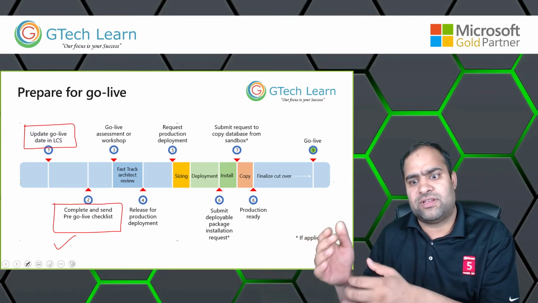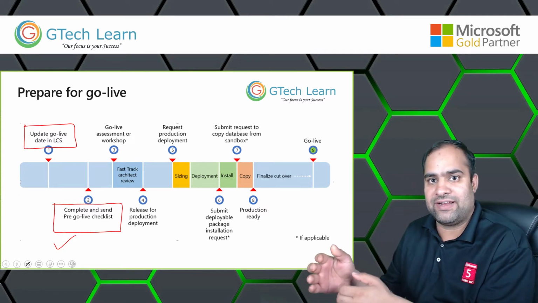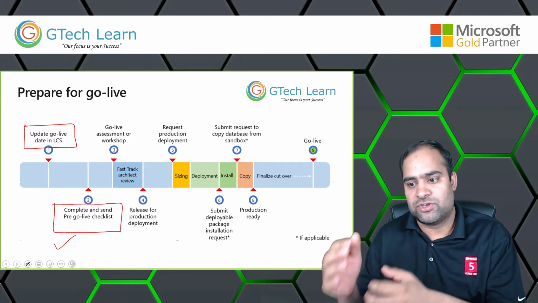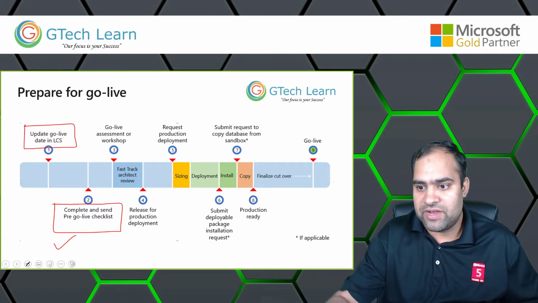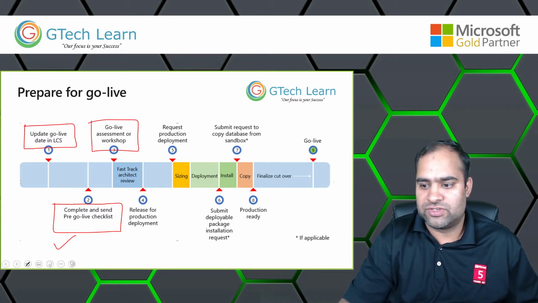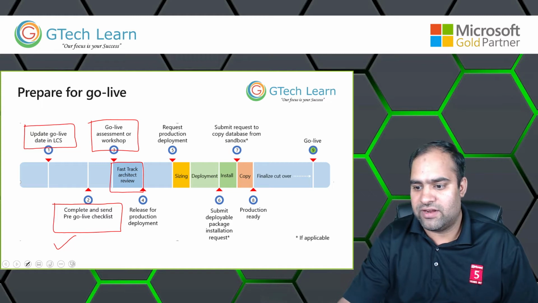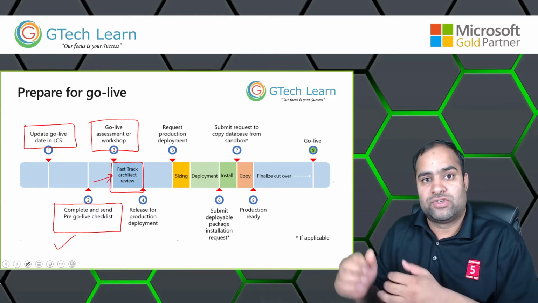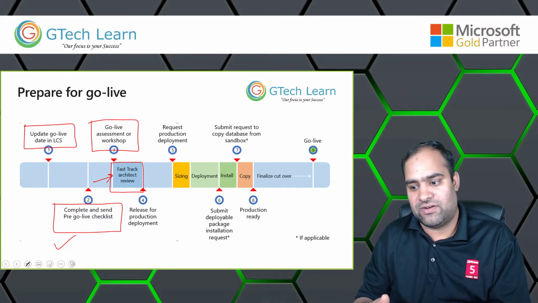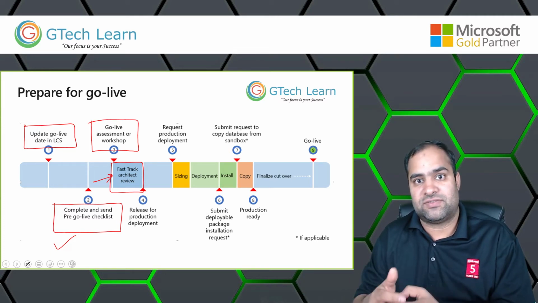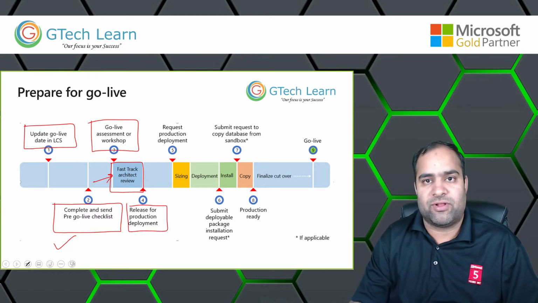The checklist is publicly available, and you can download it from the Microsoft site. I'll share the URL with everyone so you can see what fields the checklist contains. Then you click on the go live assessment workshop, and the question comes up for the FastTrack architect review. The assigned FastTrack architect from Microsoft will review your checklist, and once Microsoft is satisfied with all the inputs, they will release the production deployment.